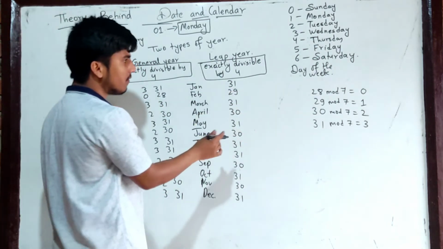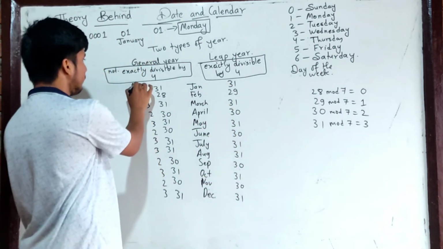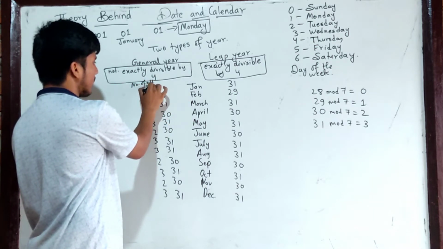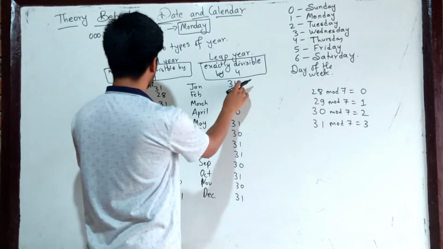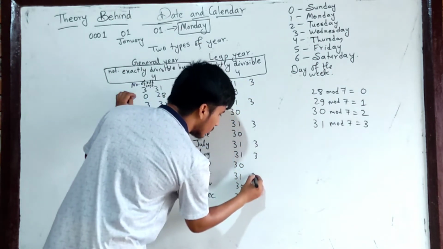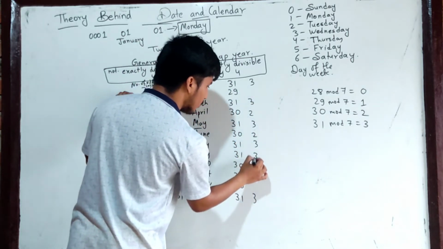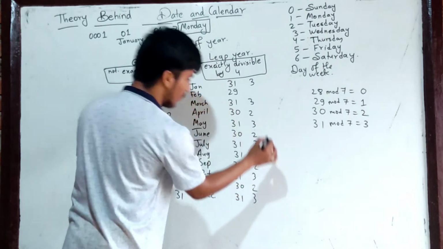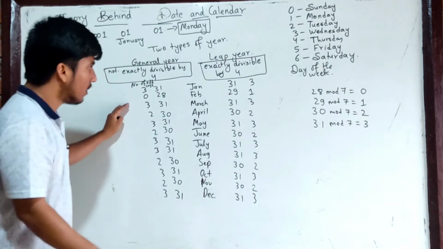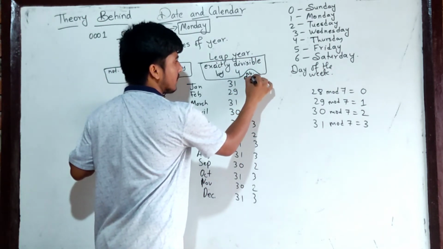Similarly here in the leap year, all the other numbers of odd days are the same except for February. The number of odd days for 31 is 3, for 30 it is 2, and for 29 we have 1. Here it is the number of odd days, right?